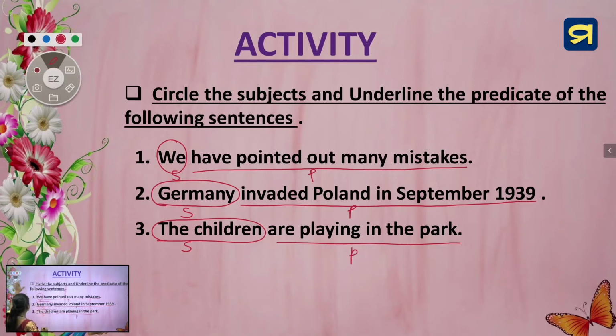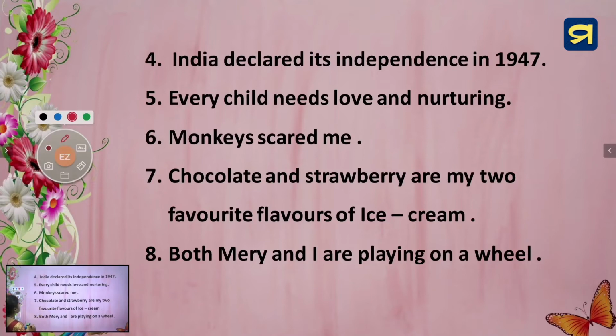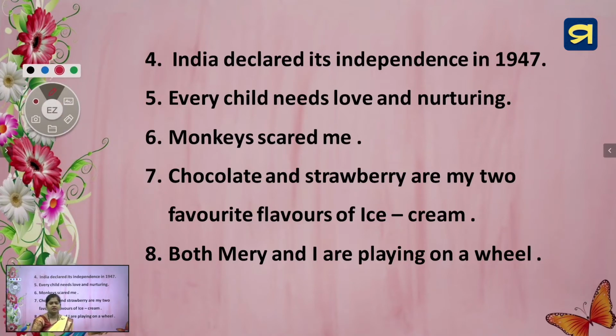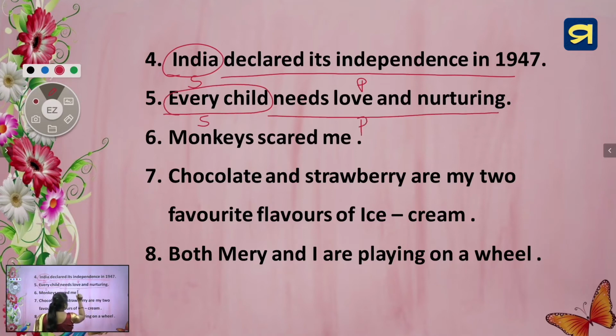Okay. Next, India declared its independence in 1947. Who declared its independence in 1947? India. Okay. So India is the subject, and the rest part of the sentence is called predicate. Okay. Next, every child needs love and nurturing. Who needs love and nurturing? Every child. So here every child is the subject, and the rest part of the sentence is predicate.